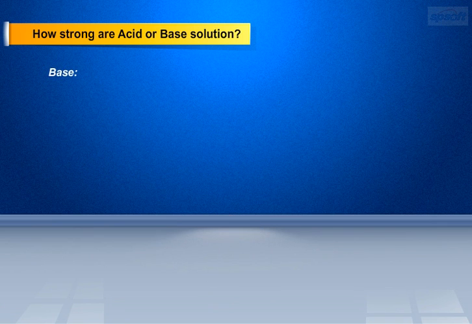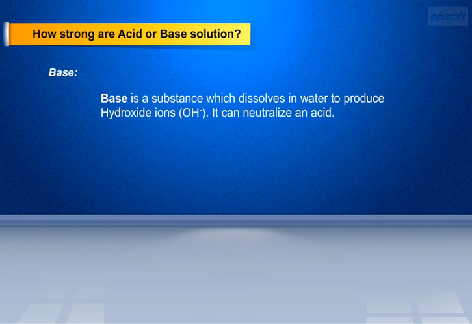Now, let's see base. Base is a substance which dissolves in water to produce hydroxide ions. It can neutralize an acid. For example, sodium hydroxide gives sodium ions in aqueous solution plus hydroxide ions in aqueous solution. Here, sodium hydroxide dissolves in water and produces sodium and hydroxide ions in aqueous solution.